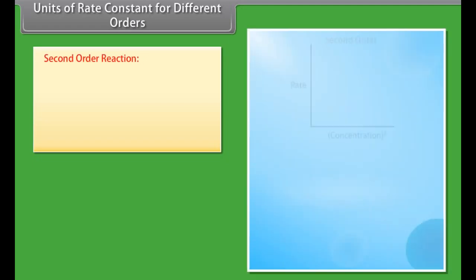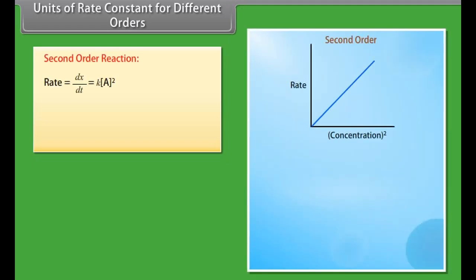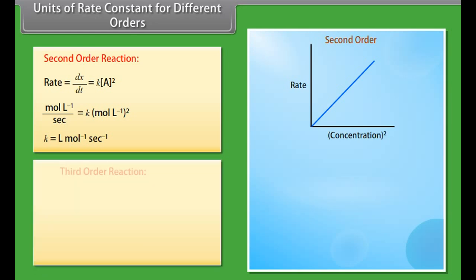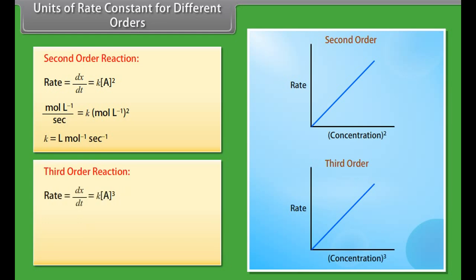Second order reaction. Rate is equal to dx by dt, which is equal to the product of k and A raised to the power 2. Thus, the units of rate constant for second-order reaction are liter per mole per second. Third-order reaction. Rate is equal to dx by dt, which is equal to the product of k and A raised to the power 3. Thus, the units of rate constant for third-order reaction are liter square per mole square per second.